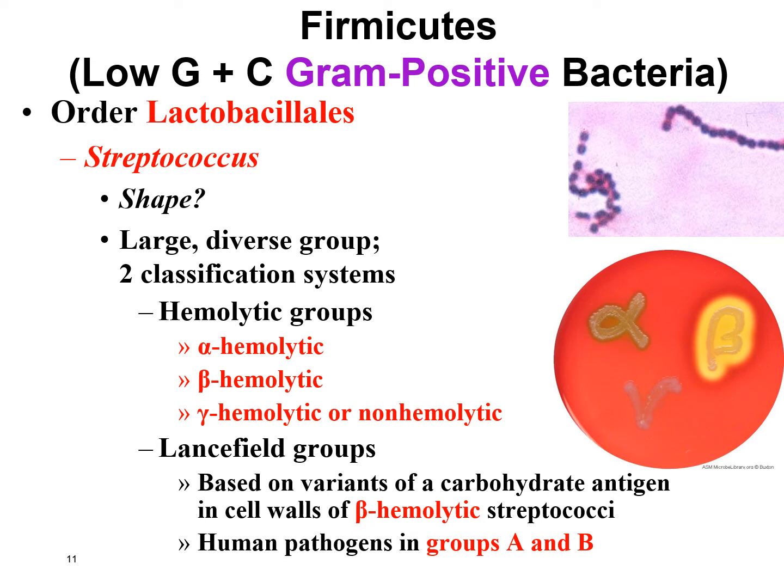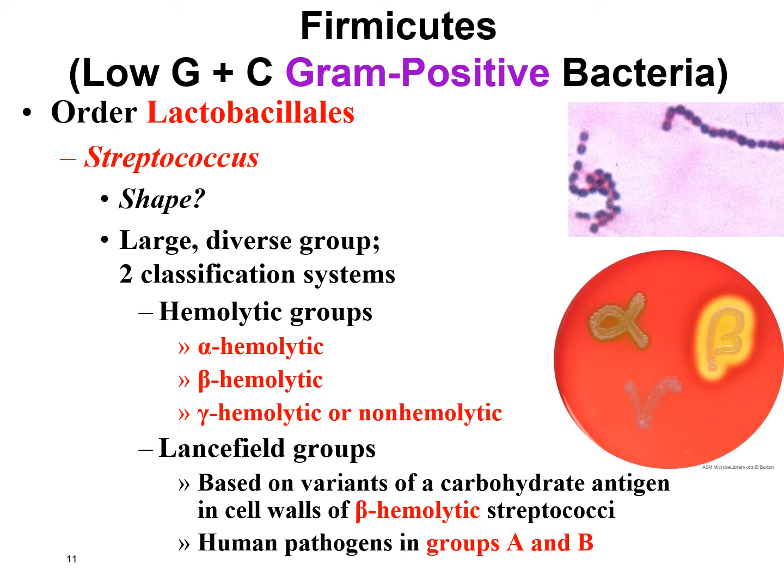There's two classification systems that are used to classify them. The first one is the hemolytic groups. And then the second one is the Lancefield groups. I think these get a little bit confusing, so we'll explain them first and then we'll kind of put everything together on the next slide. So let's start with the hemolytic groups.